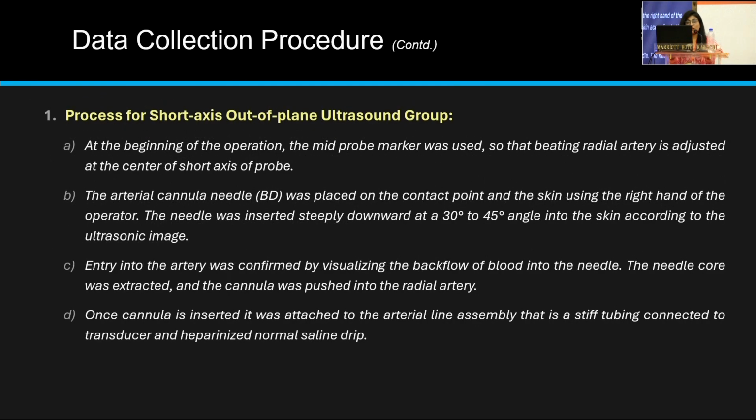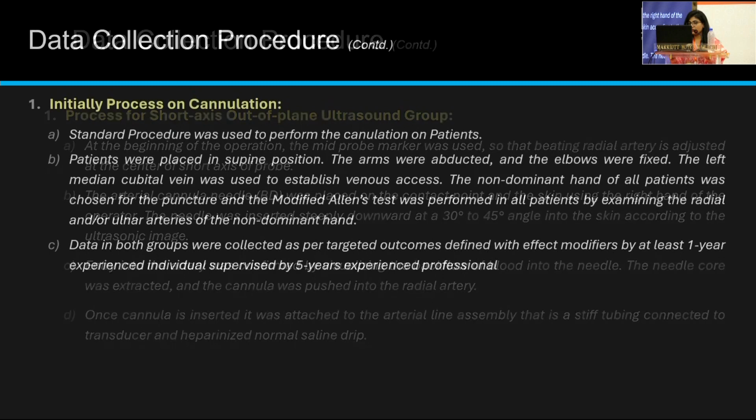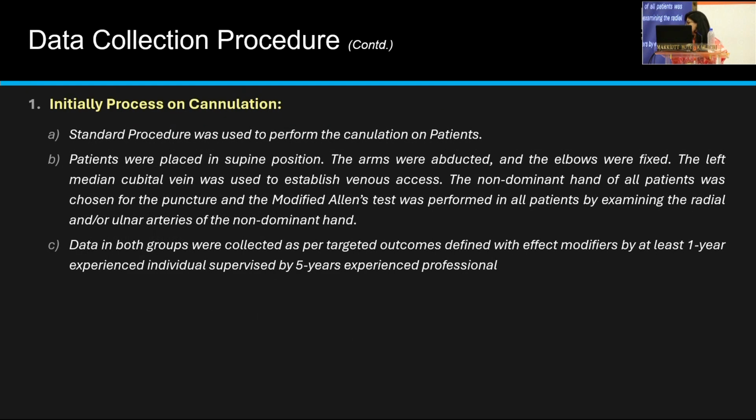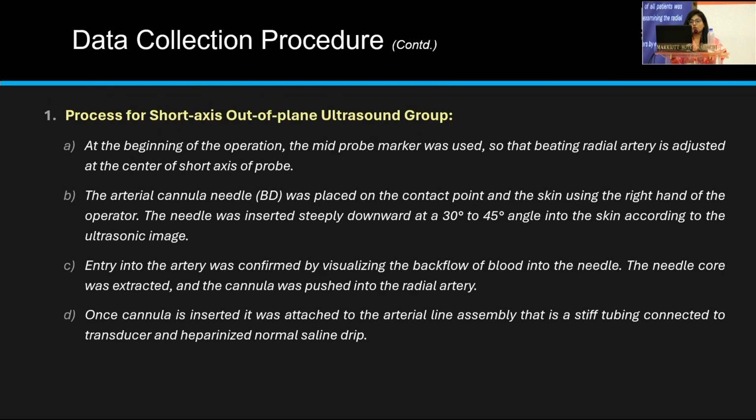And the process of short axis out-of-plane, as shown in the diagram. In the short axis out-of-plane ultrasound, the mid-probe marker was used to locate the radial artery. Once the radial artery is located on the ultrasound, as it appears as an anechoic circular shadow, 1 ml of 2% xylocaine was injected.